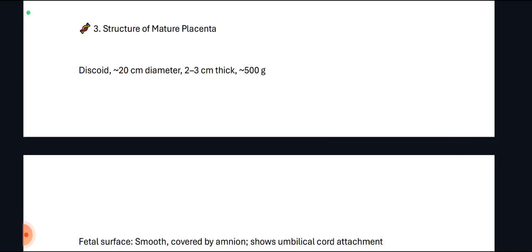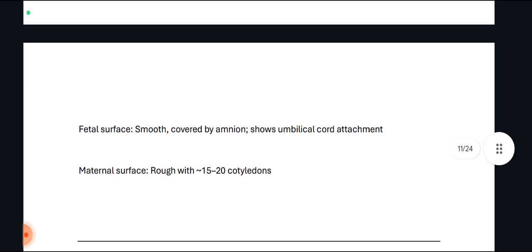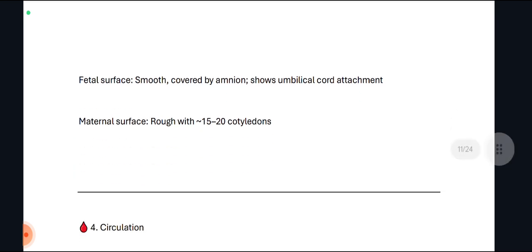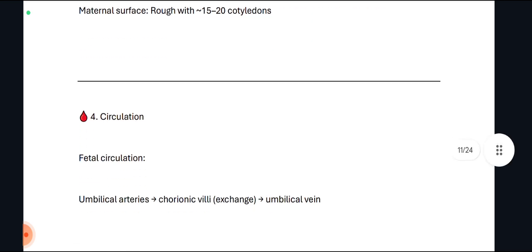Now, what does a mature placenta look like? There are characteristic words for placenta. Okay, so it's disc-like, so-called discoid, has 20 centimeter diameter and 2 to 3 centimeter thick, and almost 500 grams in weight. The fetal surface of the placenta is smooth, covered by amnion, and shows umbilical cord attachment. The maternal surface is rough with 15 to 20 cotyledons.